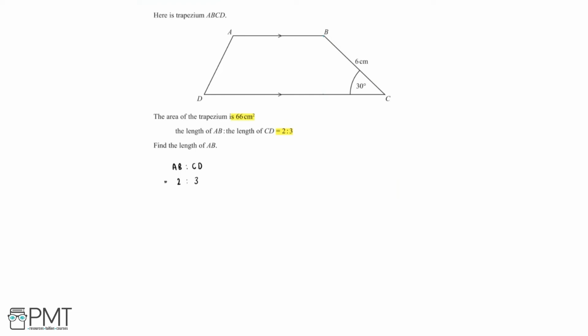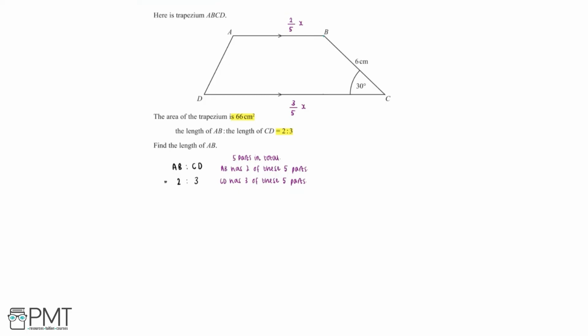This means that AB has 2 parts and CD has 3 parts. And so that would mean that there are 5 parts in total. And like we said, AB has 2 of these 5 parts and CD has 3 of these 5 parts. And so already you can see that we're starting to form a fraction. We can say that the length of AB is 2 out of 5x, and that the length of CD is 3 out of 5x, where x is equal to the value of 1 part. And so we can label this on our diagram. We labelled the length AB as 2 out of 5x, and the length CD as 3 out of 5x.